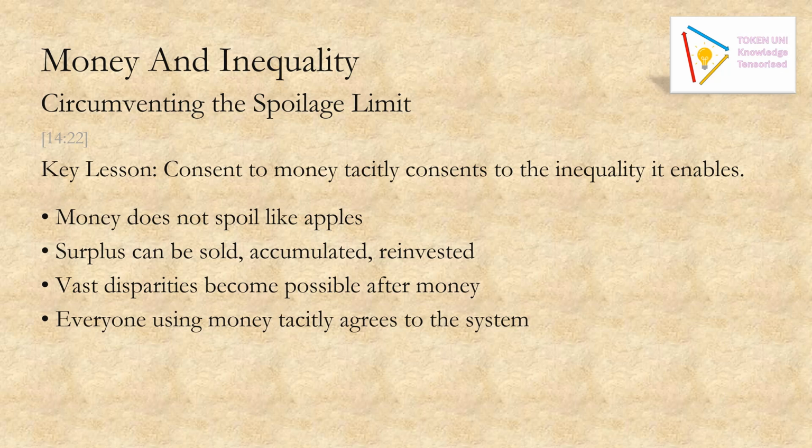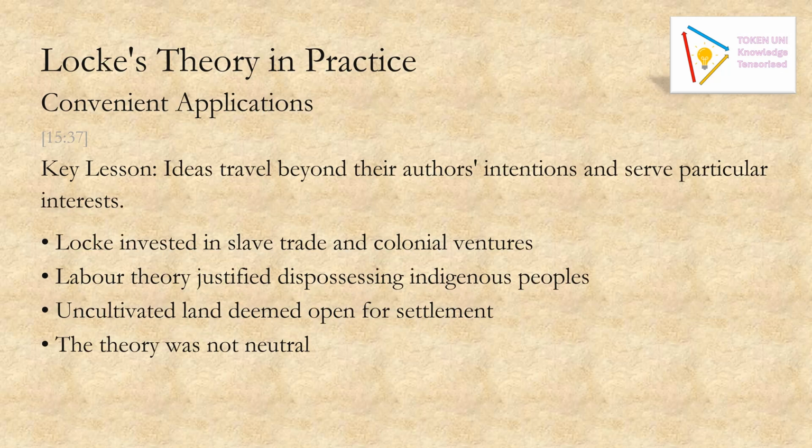But the agreement to use money is consensual. Everyone who uses money has tacitly agreed to the system that makes inequality possible. Critics have found this argument convenient. Locke himself had investments in the slave trade and colonial ventures. His theory of property through labor was used to justify the dispossession of indigenous peoples.